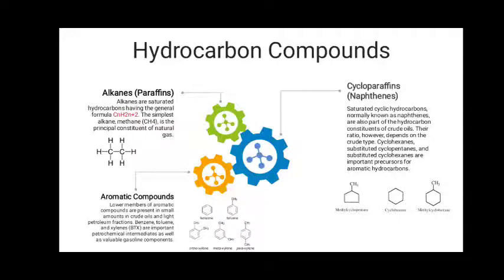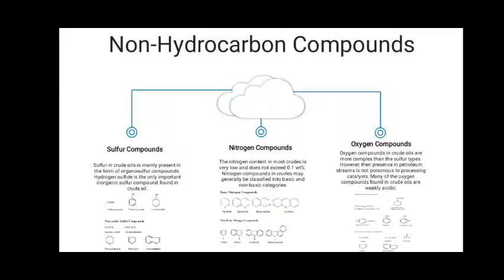Cyclohexane, substituted cyclopentanes, and substituted cyclohexanes are important precursors for aromatic hydrocarbons. And the last, aromatic compounds. Lower members of aromatic compounds are present in a small amount in crude oil and like petroleum fractions. Benzene, toluene, and xylene or BTX are important petrochemical intermediates as well as valuable gasoline components. And the second composition of crude oil is non-hydrocarbon compounds.